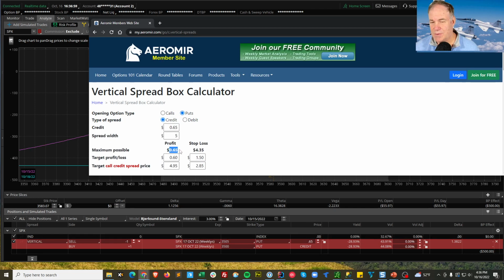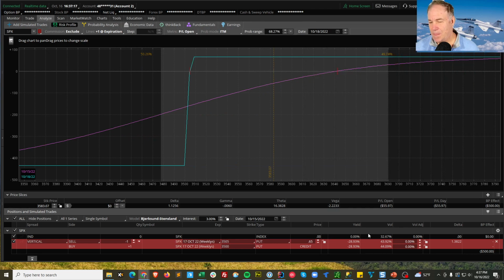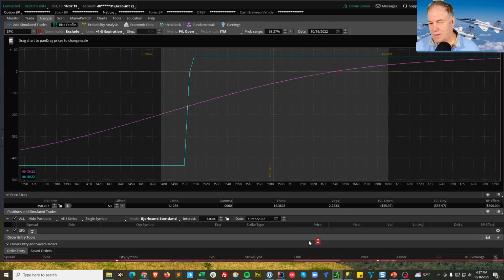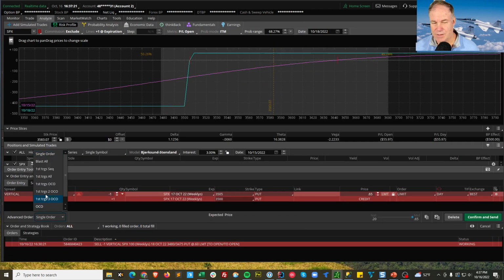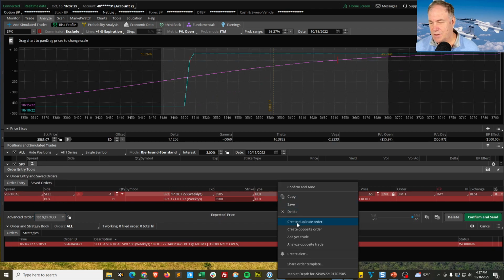Now the profit target, the most we can make is 65 cents. So most people try and get out with maybe 15, 20 cents total. So let's go with 15 cents. So now we want to set our profit target at 450, and then we want to set a stop here. So let's see how we can set that up. So let's create duplicate order, and now we're going to go one triggers an OCO.